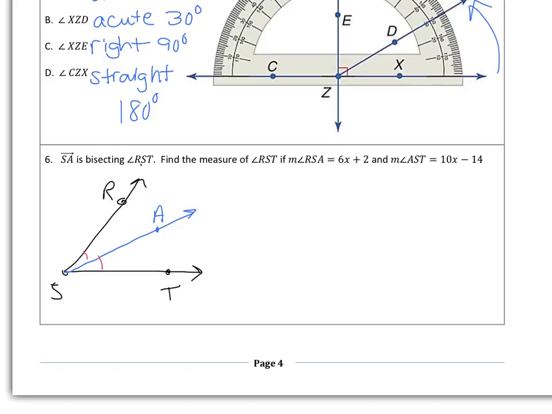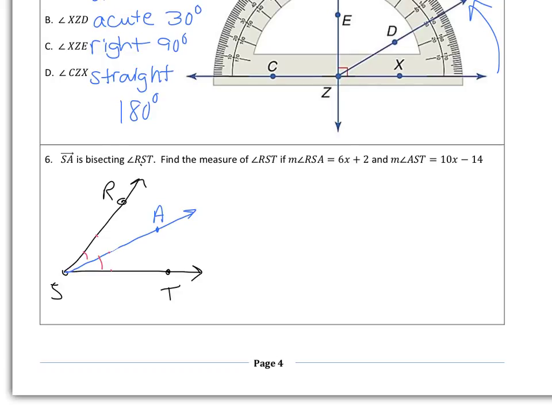Now notice I don't put one big arc here. One big arc there would be very hard for us to see what angle is being drawn. So you have to offset these arcs a little bit so that you can see what angle is being notated.